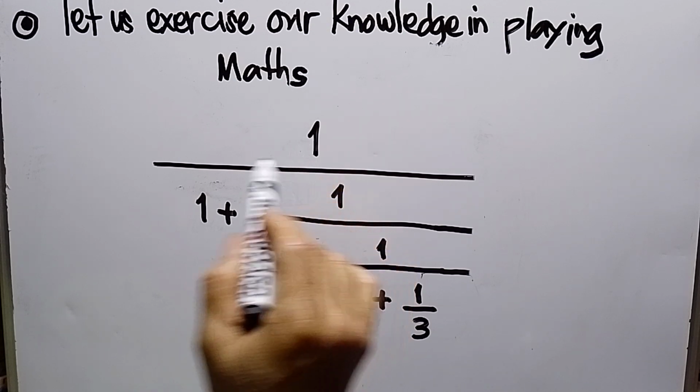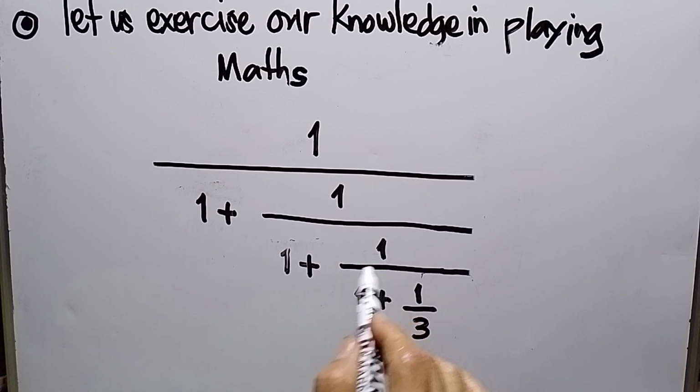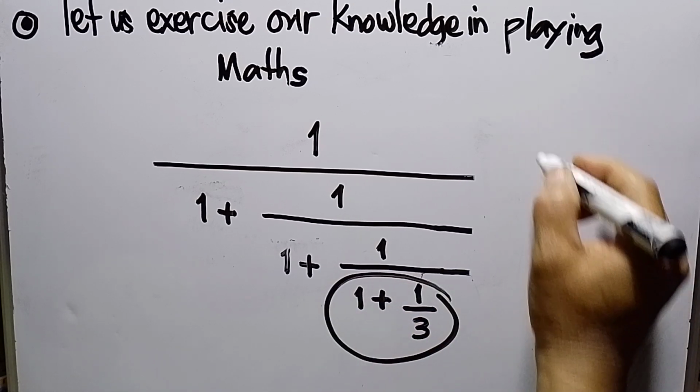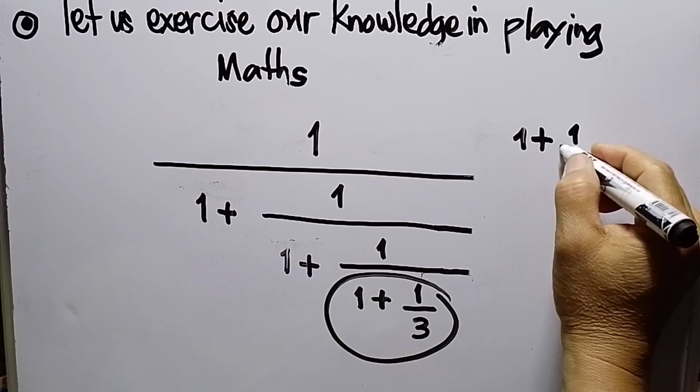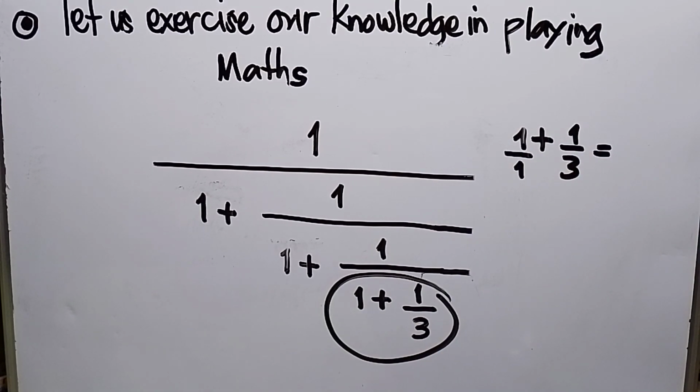So, I have 1 over 1 plus 1 over 1 plus 1 over 1 plus 3. This is a kind of complex fraction. First, I have to resolve this one. So, 1 plus 1 over 3. Okay? I will put 1 as my denominator.